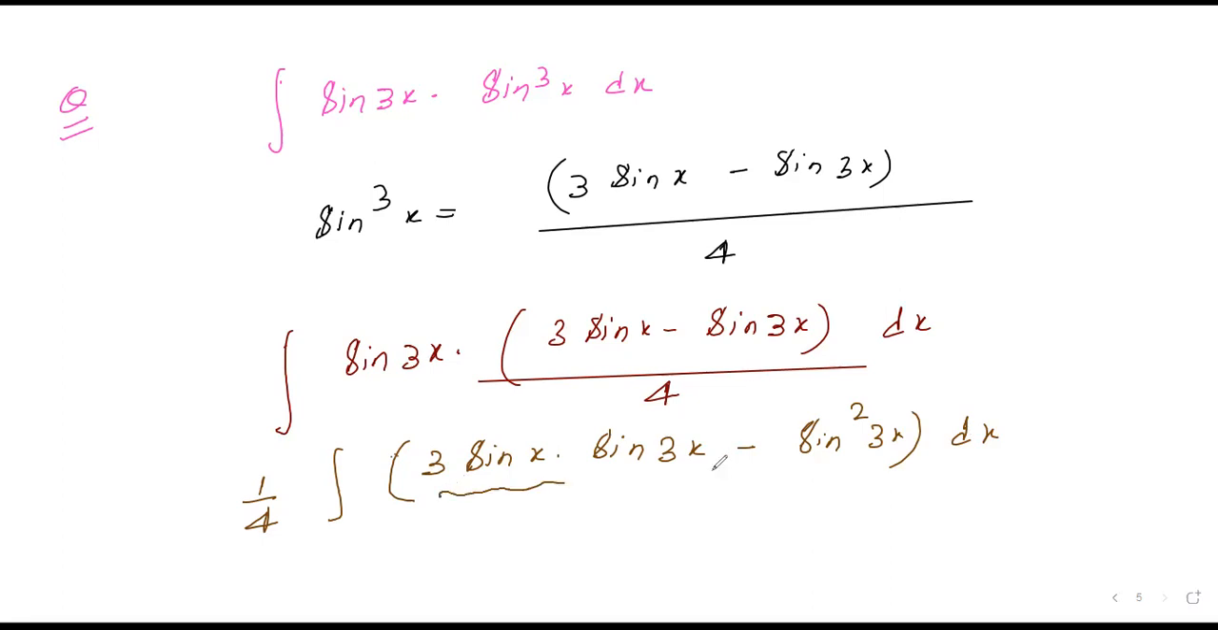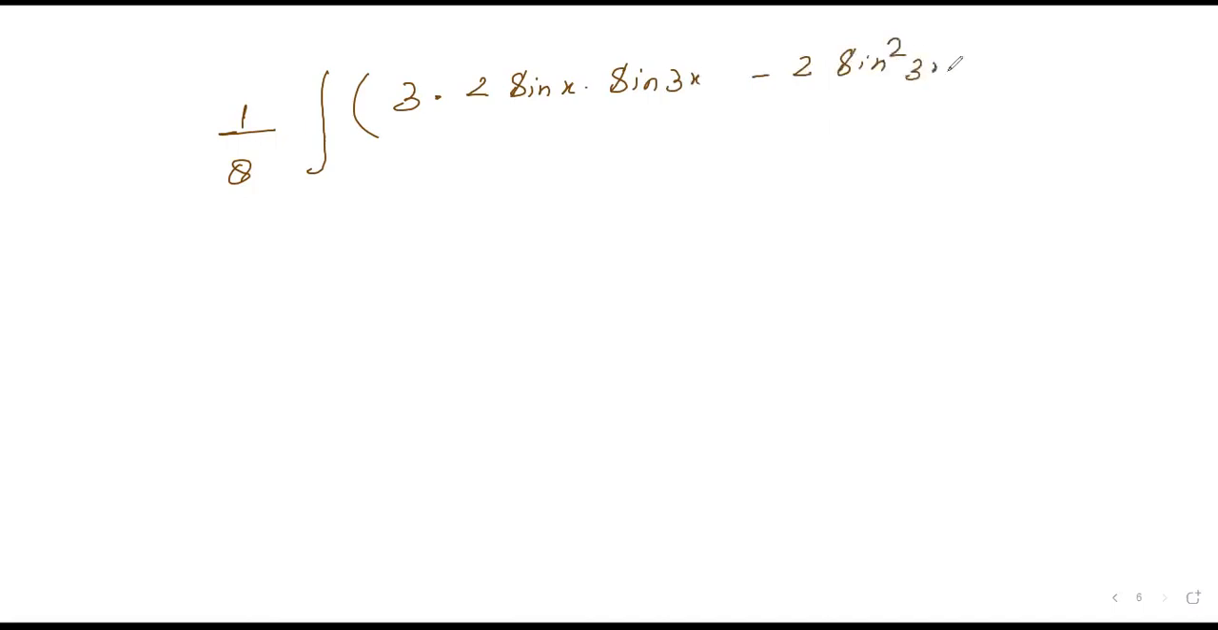Now it looks somewhat like 2 sine A sine B. So basically we need an additional 2 here. So for that we have to multiply the numerator by 2. Then of course we have to divide by the same quantity also. So our integral becomes 1 divided by 8 integral 3 into 2 sine x into sine 3x minus 2 sine square 3x dx.